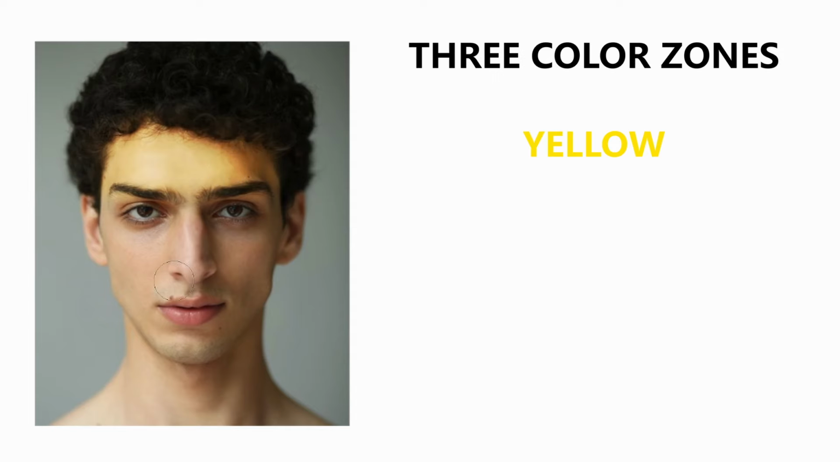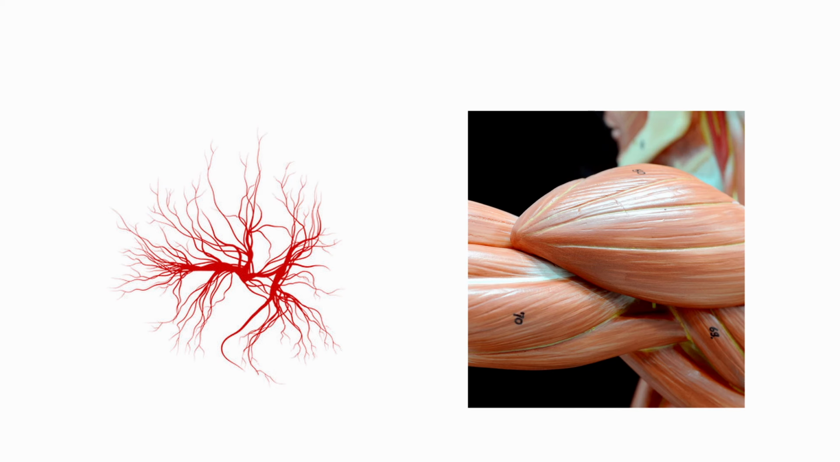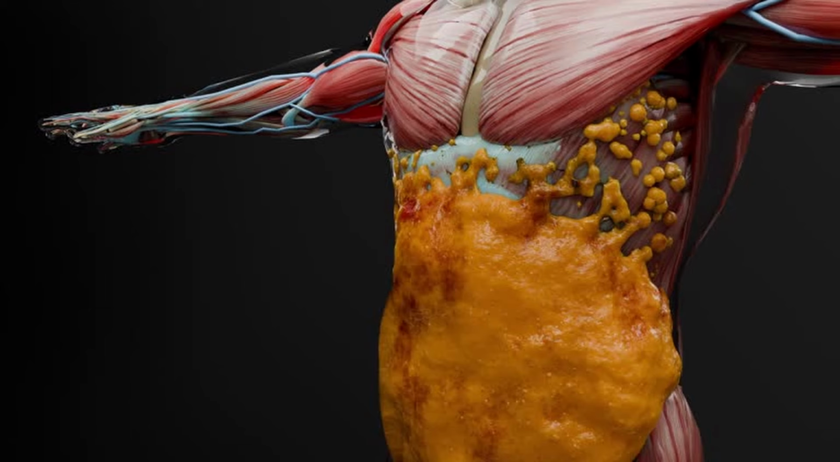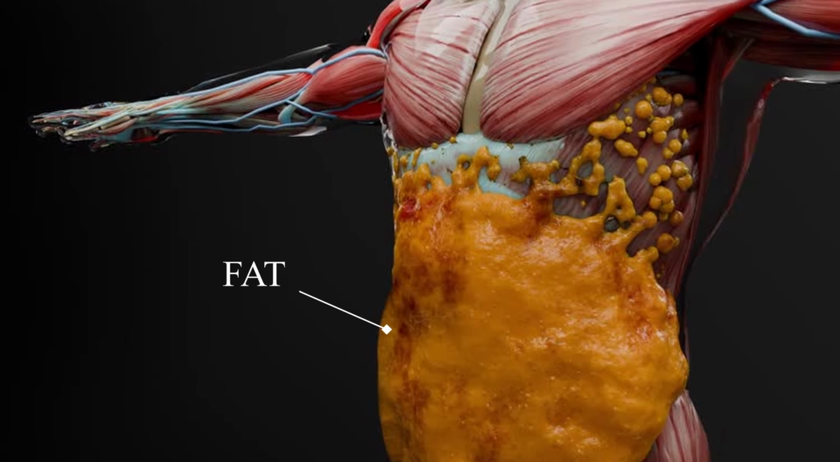For example, this face can be divided into 3 color zones. The forehead will be yellowish in color, the cheeks and the nose will be reddish, and the lower part of the face will be greenish in color. To understand why this happens, we need to start looking underneath the skin. So what lies under the skin are blood vessels and muscles, and a layer of fat that lies just underneath the surface of the skin and above the muscles. And fat is yellow in color, and that's what gives that yellow tint to the skin.